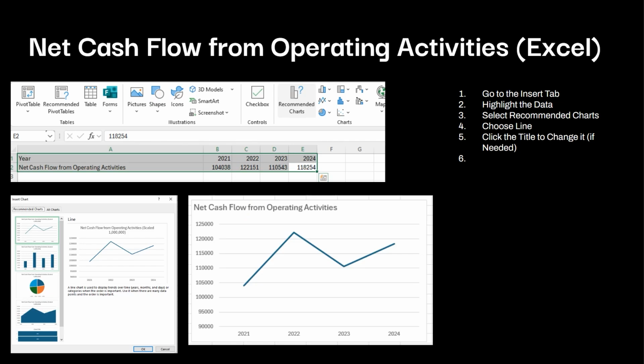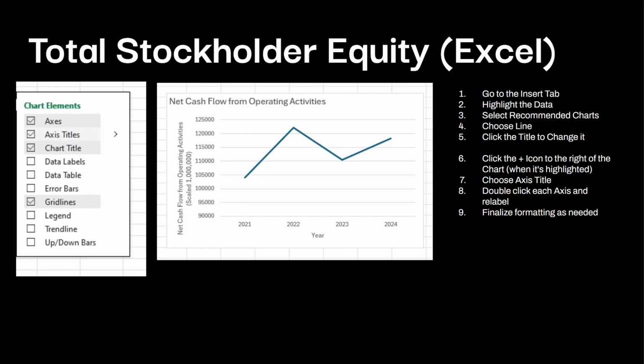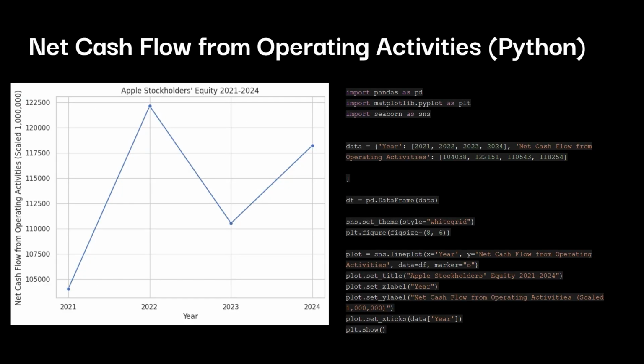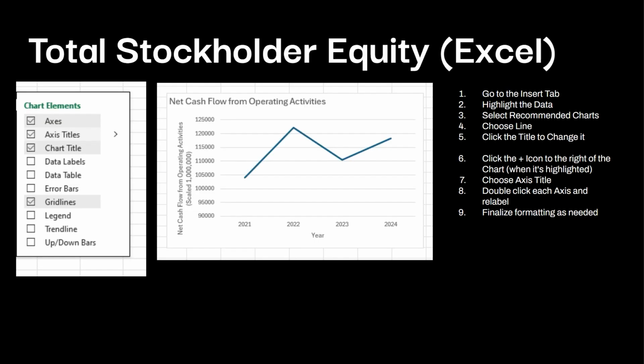And then we also have this onto the side for Excel. So we have year, net cash flow, operating activities, and insert this into our cells. Go to the insert tab, highlight the data, select the recommended charts, choose line, and click the title to change it if needed. And then over here, click the plus icon, choose axis title, double click each axis title, relabel it, and finalize the formatting. And here we go. Again, I prefer Python over Excel, but that's just because I write a lot of Python code as well as running the data.